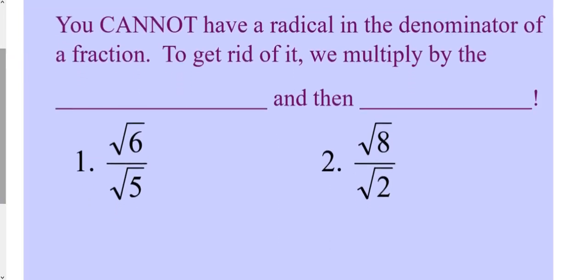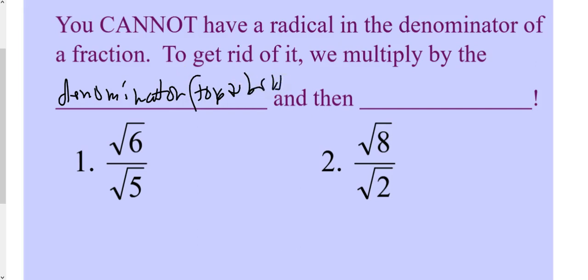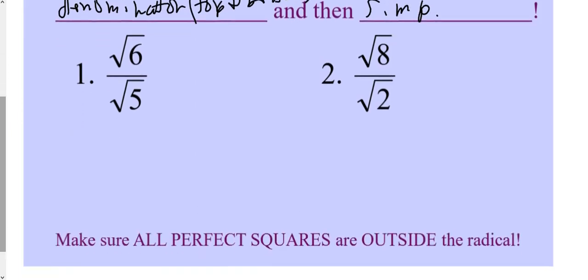Now we are going to talk about division. It is not allowed to have a radical in the denominator of a fraction. So to get rid of it, we multiply by the denominator, top and bottom. And then simplify. So we don't want that radical 5 there. So we're going to put a radical 5 top, radical 5 bottom.